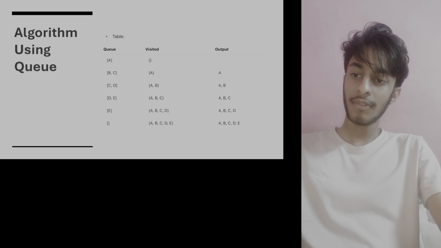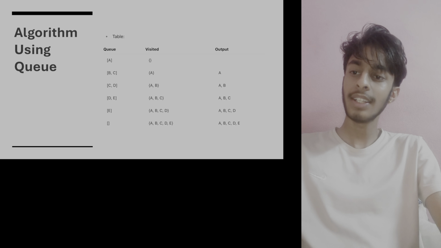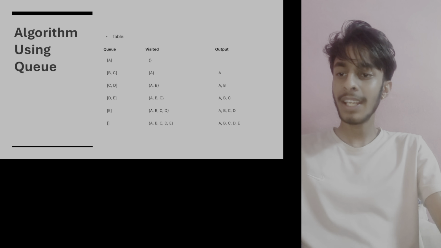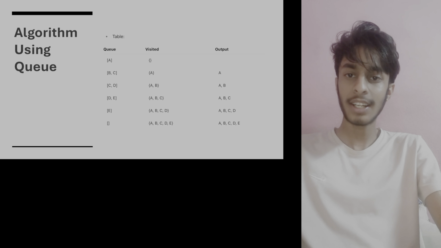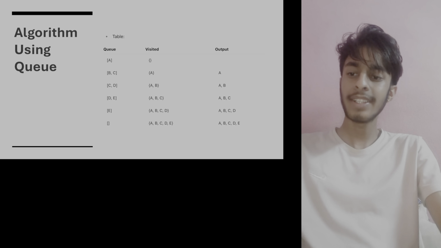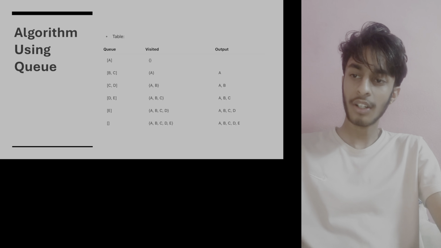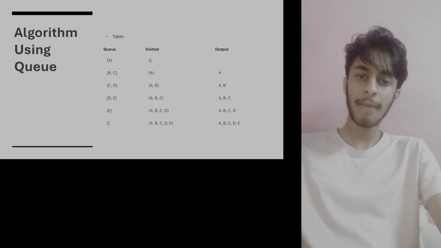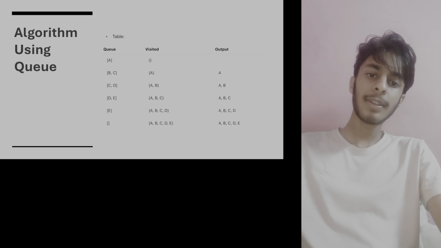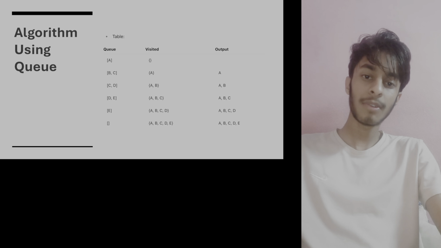So after that we will remove D from the queue and try to insert its child node which doesn't exist. So there will only be E in the queue, and we mark A, B, C and D as visited and the output will be A, B, C and D. After that we will remove E from the queue and mark A, B, C, D and E as visited, and the output will be A, B, C, D and E. So this is the basic implementation of the algorithm using a queue.